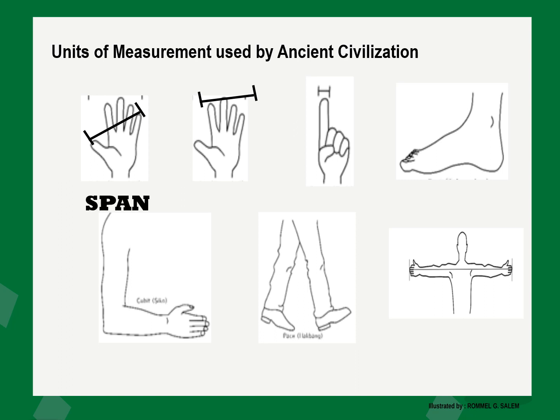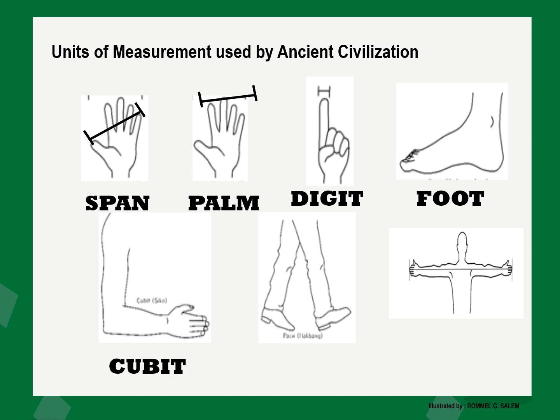The span, the distance from the tip of the thumb to the tip of the little finger of one's hand with fingers spread apart. Next is the palm, the width of one's hand excluding the thumb. Then we have the digit. It is the thickness or width of the index finger. A foot, it is the length of a foot. A cubit, it's the distance from the elbow to the tip of the middle finger.